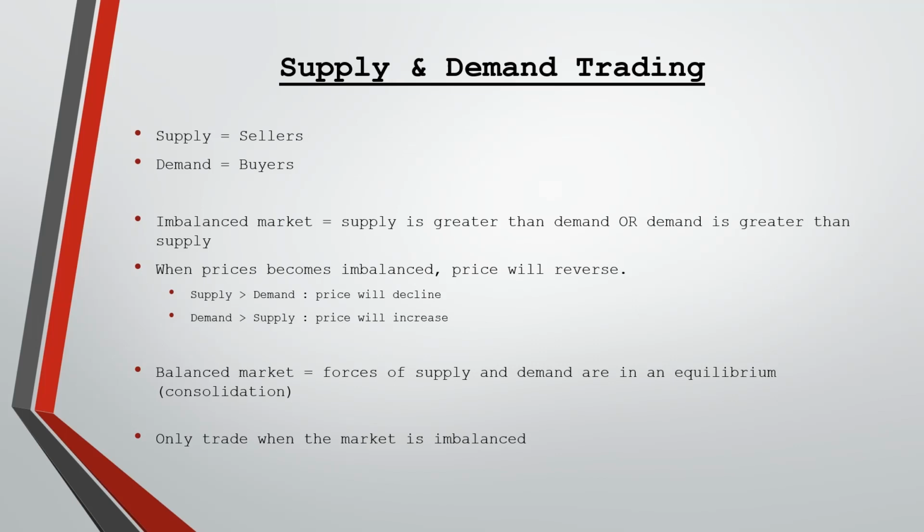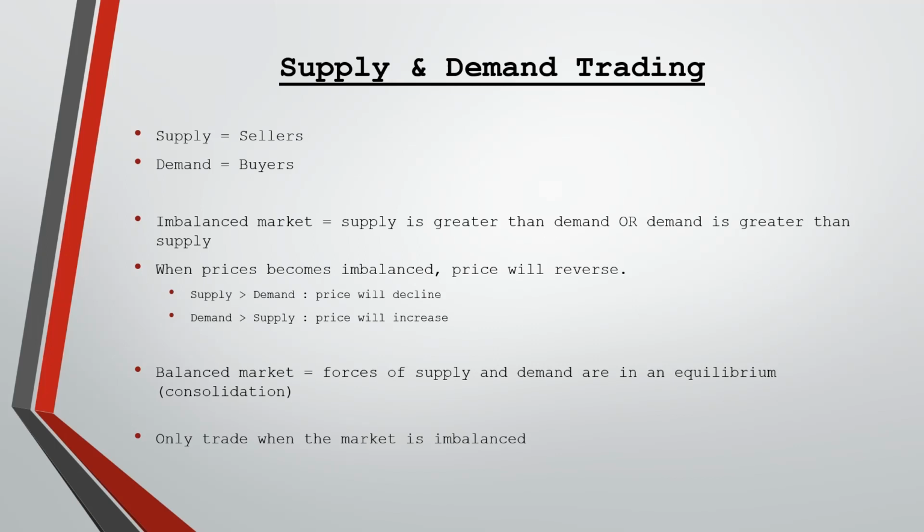So I only trade when the market comes into an imbalance because that's when price will have the most violent moves. That's when price will start to reverse. And these are the areas where we can enter low risk, high reward trades, right? Looking for a possible reversal. So it's important to only trade during these imbalanced periods.